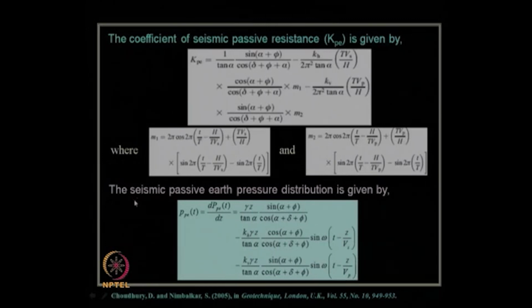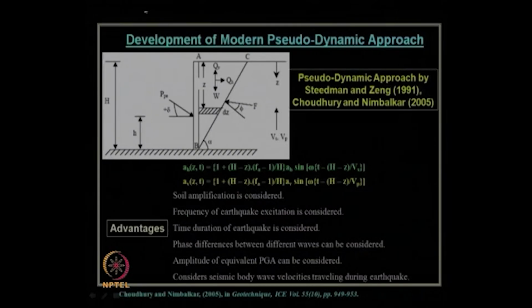Now, how to get the seismic passive earth pressure distribution over the entire depth? This is one advantage of this pseudodynamic method. Like in the pseudostatic method, as we mentioned earlier, in most of the cases we were getting only the total value of the earth pressure, except for one method where we have mentioned that method of slices, right.